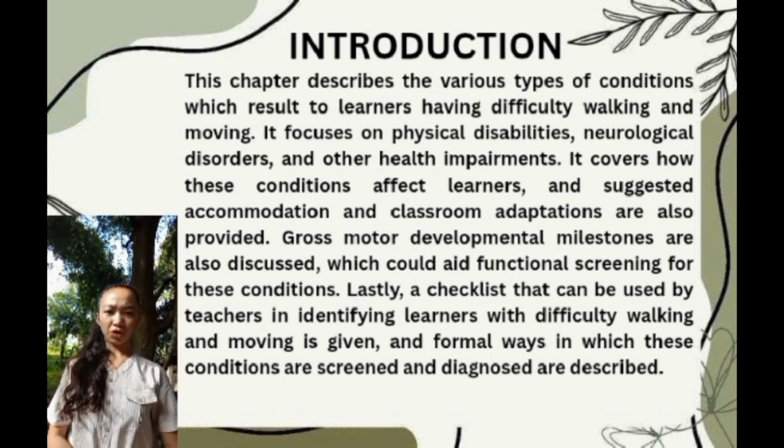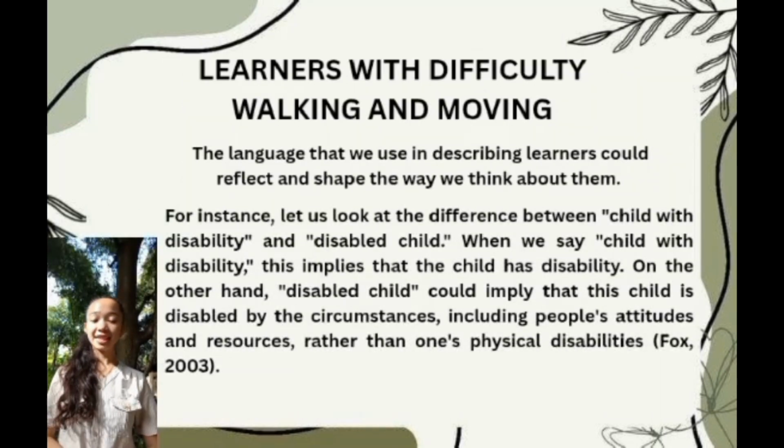So this chapter provides a comprehensive overview of the types, characteristics, and identification of learners who experience difficulties with walking and movement. It emphasizes the importance of understanding these conditions to facilitate appropriate accommodation and adaptations in educational settings. So let's start discussing the learners with difficulty walking and moving.